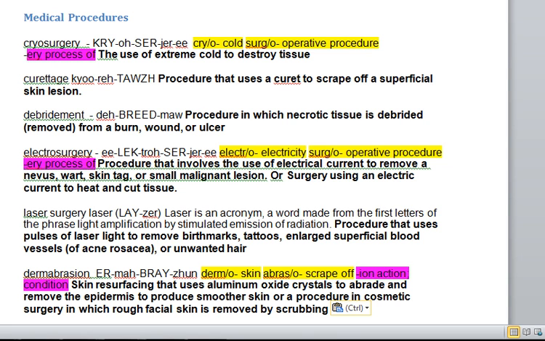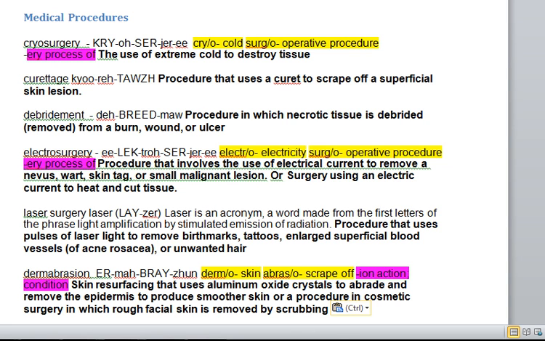Cryo means cold, surgio means operative procedure, ere means process of. In this case, the text gave an example that said something about freezing off tissue using nitrogen. But that seemed a little bit more complex, so I looked up my own definition in Dorland's, and I found the use of extreme cold to destroy tissue. And that's really all cryosurgery is. You don't have to know how you get extreme cold. You just need to know that cryosurgery is the use of extreme cold to destroy tissue.